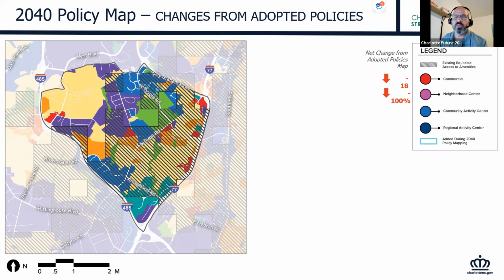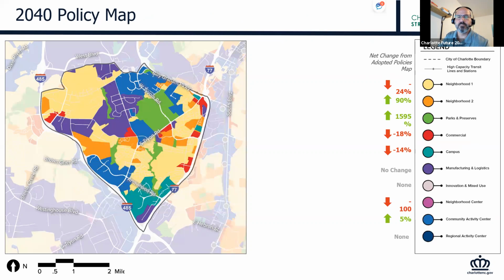Commercial and activity centers are place types that can help provide more access to amenities. Here you can see in red, pink, blue, and navy where these 4 place types are mapped. And normally areas highlighted in blue would be additions, but I don't see any additions in this specific geography. So now this is the complete 2040 policy map for this specific geography.